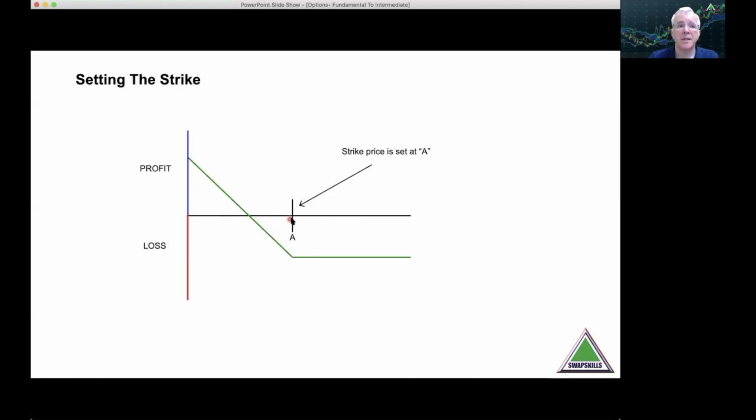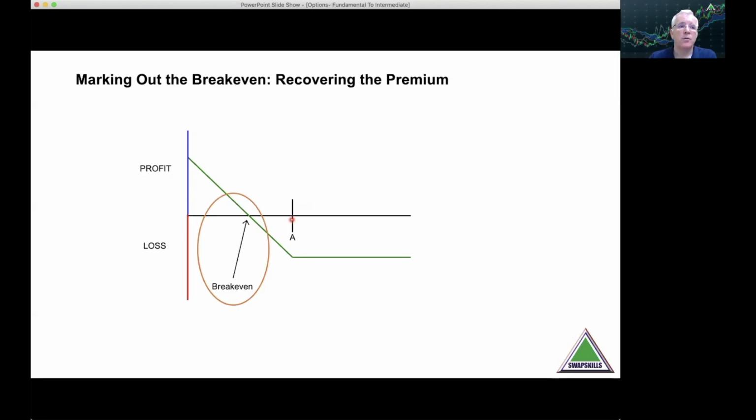Now we have to set a strike price. So the strike price at which you have the right to buy or sell, let's say oil, would be very, very clear. What else have we got? We've got the break-even point. Now this is a diagram for a put option on oil.